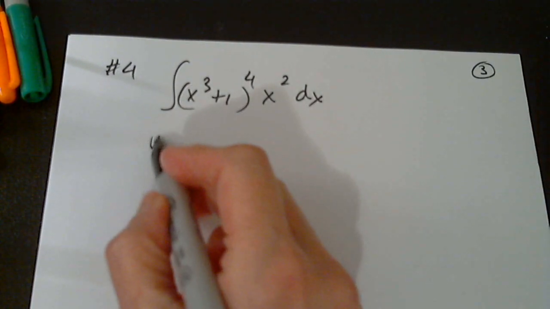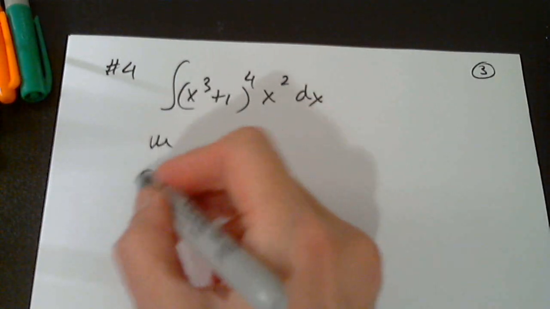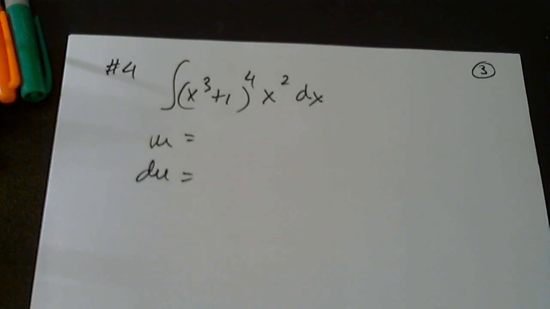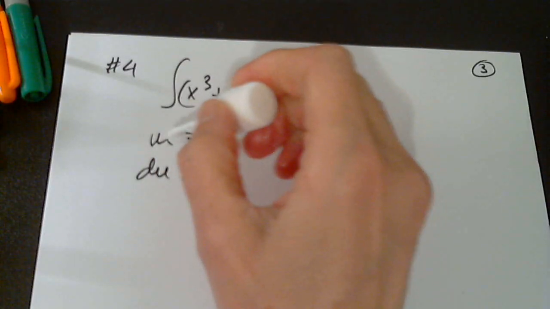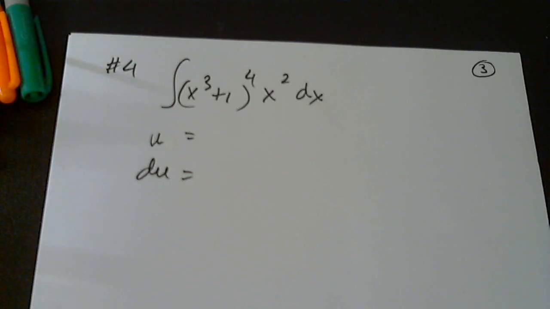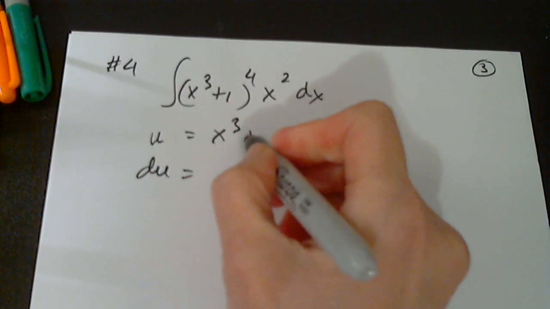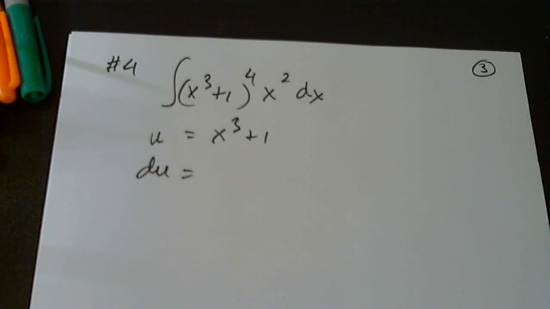Any suggestions? We need a u and the du. Any ideas? Let u be x cubed plus 1. Yes. Very good. What will the du equal to?